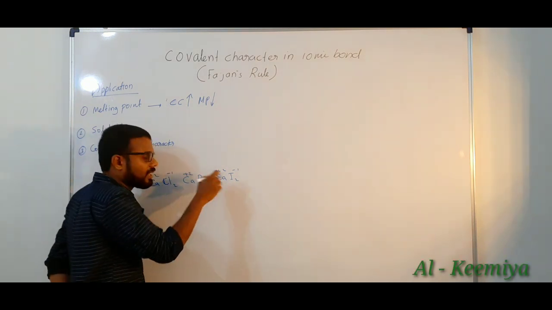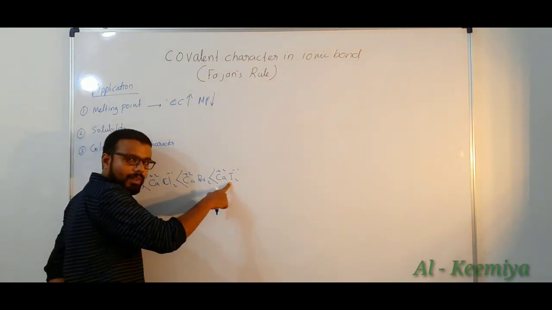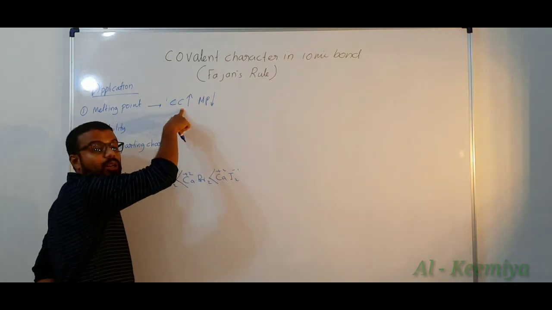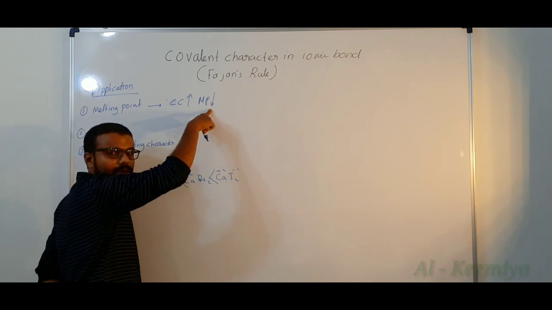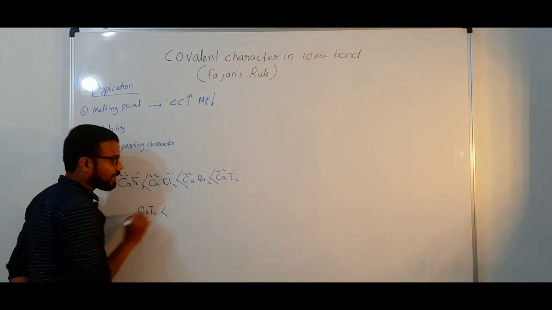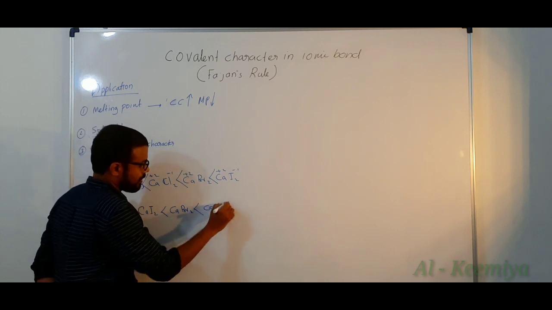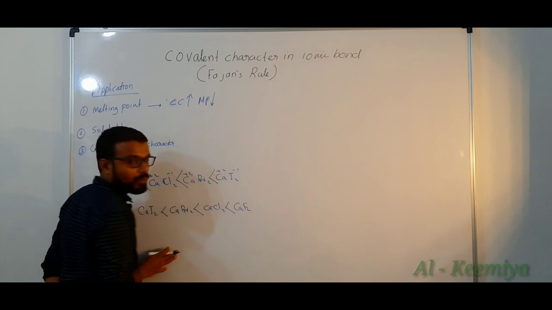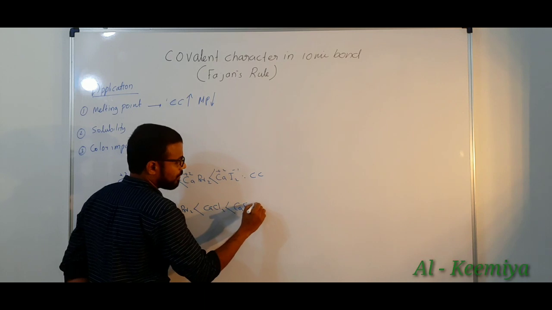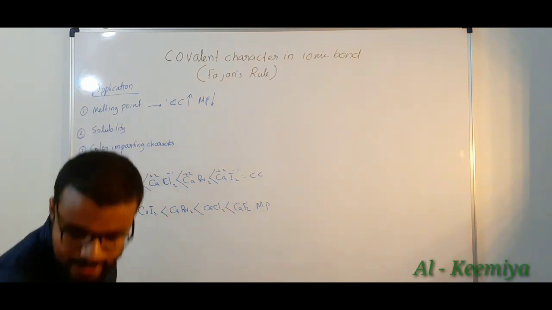So which is more covalent? CaI2 is more covalent. So the covalent character of CaI2 is high. Higher the covalent character, lower the melting point. So which one has the lower melting point? So the melting point order is CaI2 less than CaBr2 less than CaCl2 less than CaF2. Okay, this is the covalent character, this is the melting point. Okay, clear. Next another example.